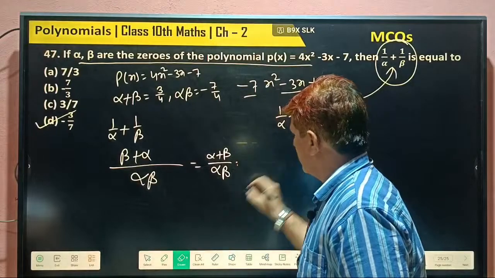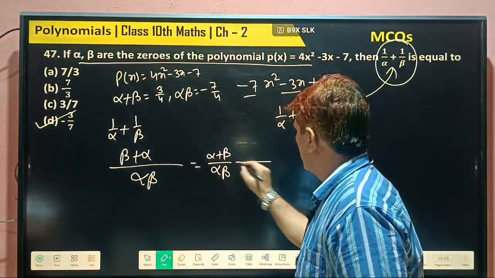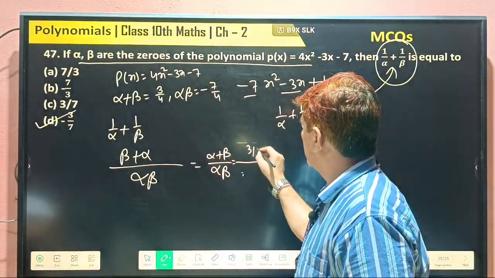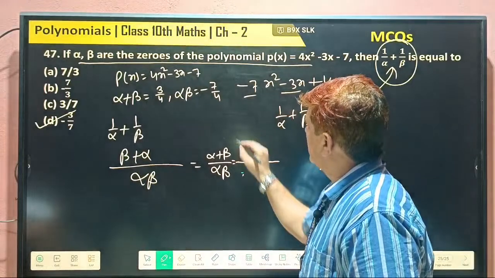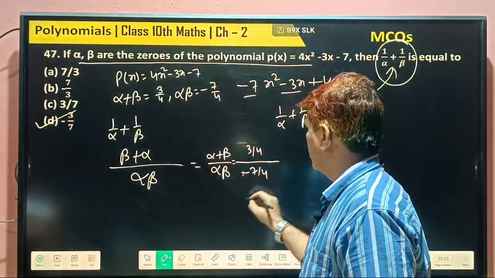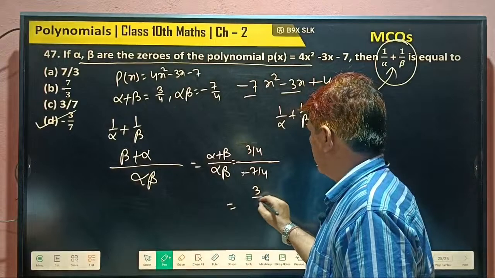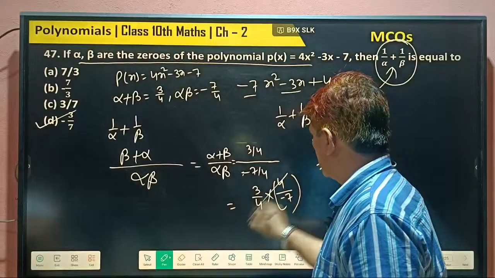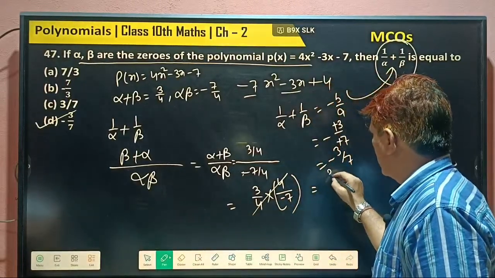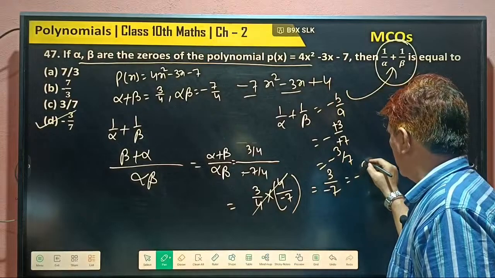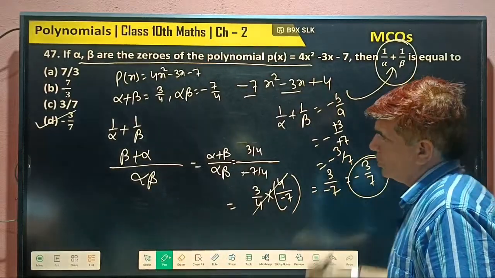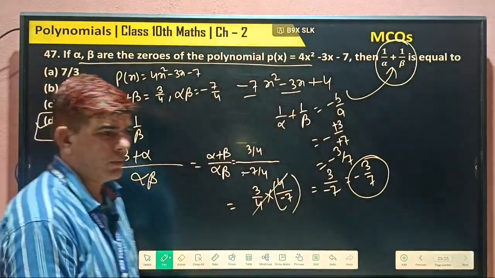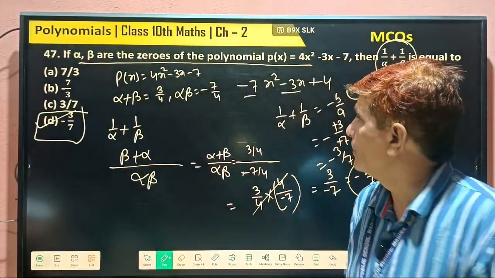So this is equal to this. What is this? Alpha plus beta is 3 by 4. And what is that? Minus 7 by 4. So if you calculate 3 by 4 into 4 by minus 7, this cancels this, what's coming? 3 by minus 7, and this we can write as minus 3 by 7. What I told you, this I told you. So direct or indirect, by both methods I solved this.